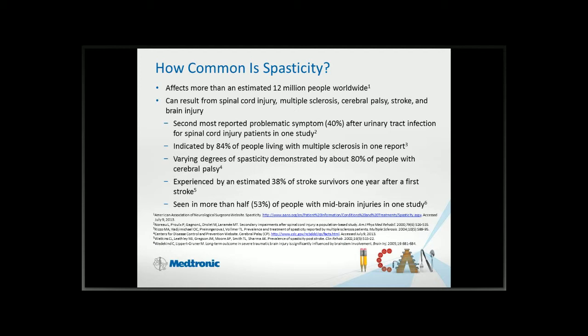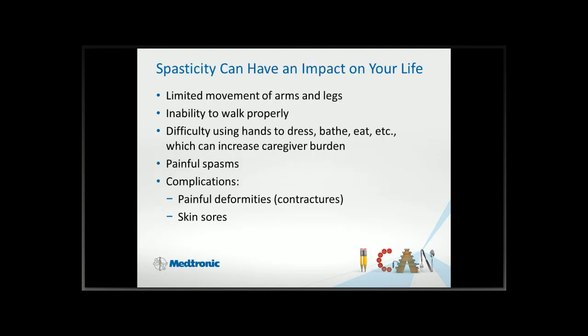84% of patients with multiple sclerosis have been found to have spasticity. 80% of patients with cerebral palsy have been found to have spasticity. 38% of stroke patients, just 1 year after their first stroke, have been found to have spasticity. And 53% of patients with brain injury occurring in the midbrain have been found in some of the studies as we have listed here on the slide. Next slide.